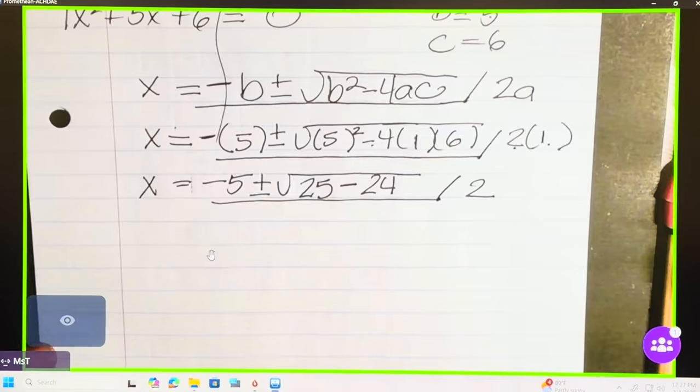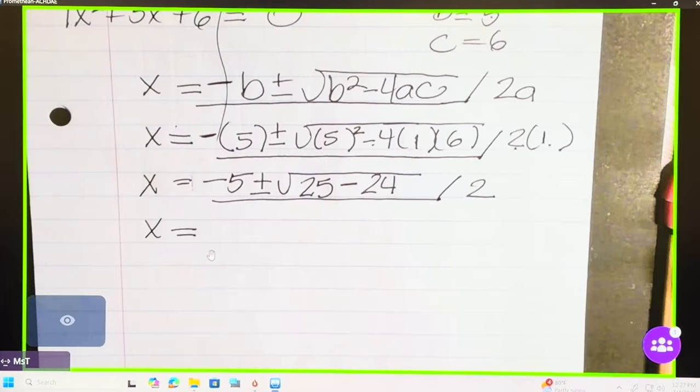All right, let's keep going. Still got a few minutes. So now my next line is going to be x equals. I keep starting with this x equals because x means x-intercepts.